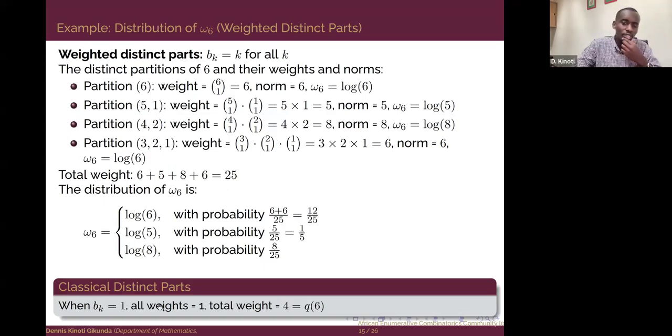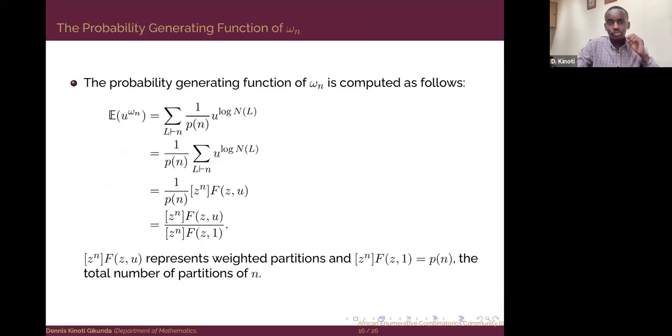Notice that if we are now dealing with classical distinct parts, we don't have the coloring. So 6 appears just once, 5 just once, 4 once, 3 once, and the rest. Then the total weight would be 4, because we would have just this, that, and that, and all would have weight 1, weight 1, weight 1, weight 1. I hope that now clarifies the issue.